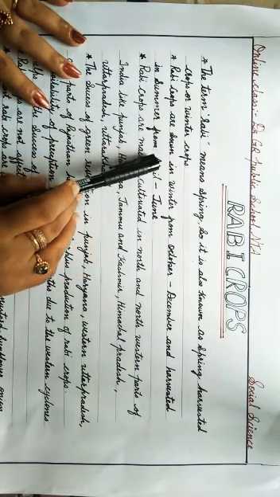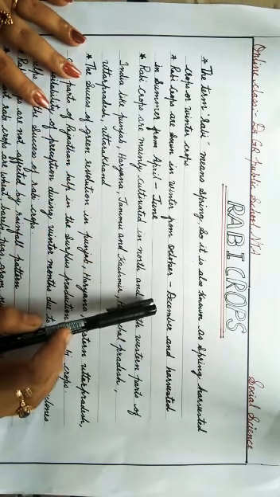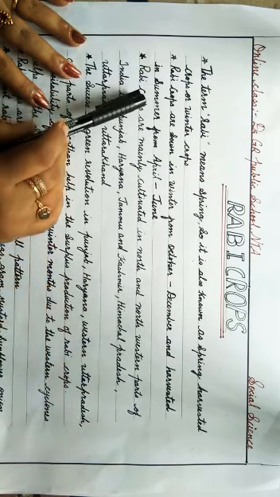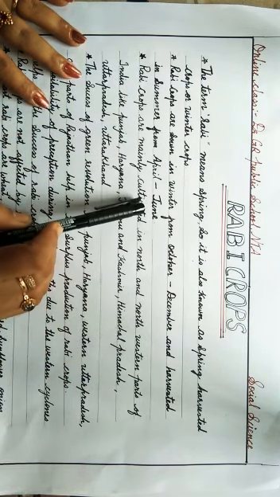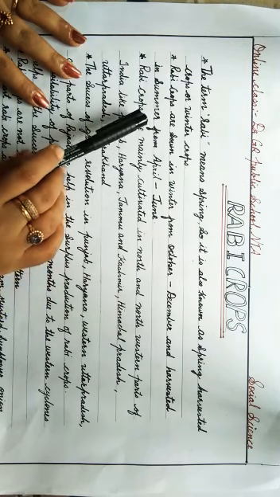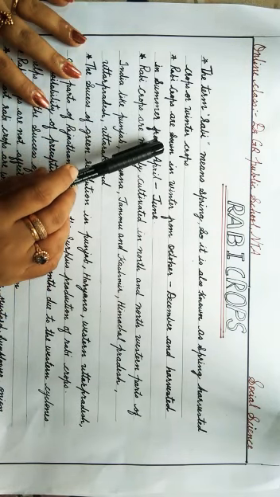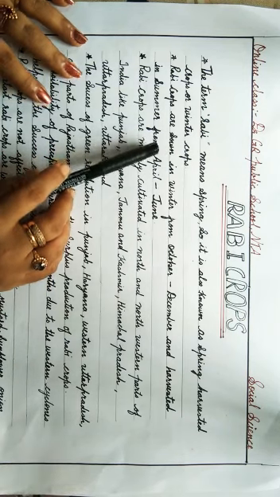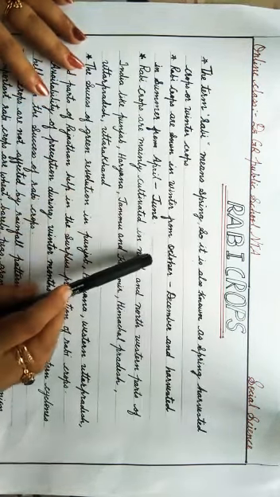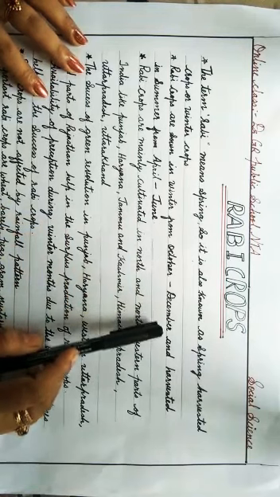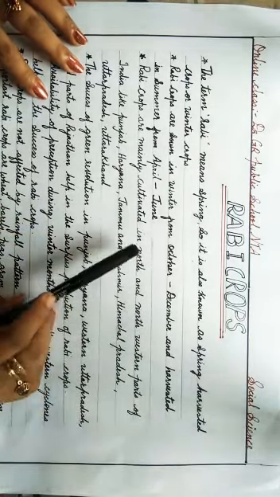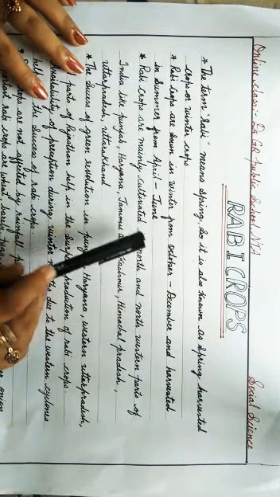Rabi crops are sown in winter from October to December and harvested in summer from April to June. That means the seeds of these Rabi crops are sown in winter months from October to December and they are harvested in summer months from April to June.